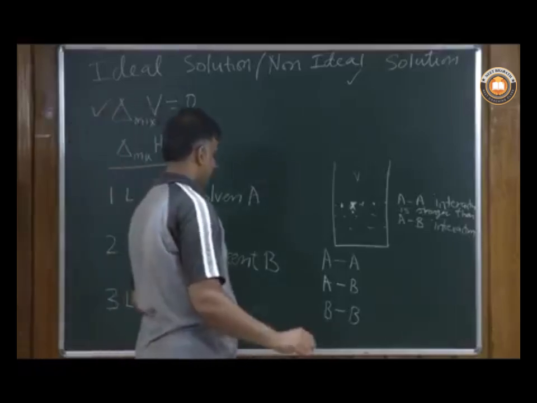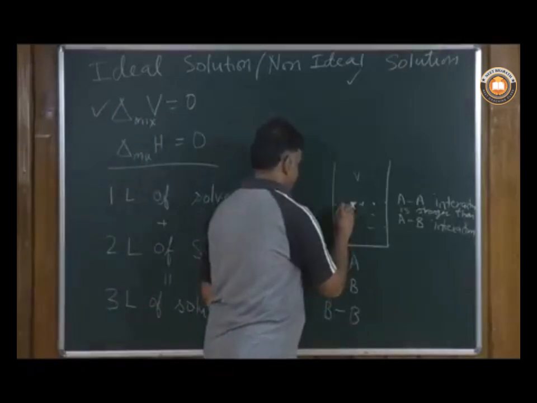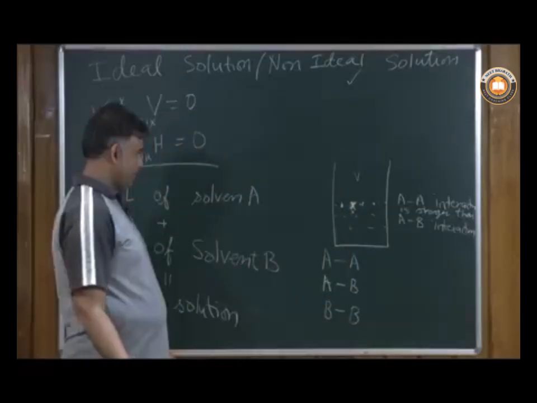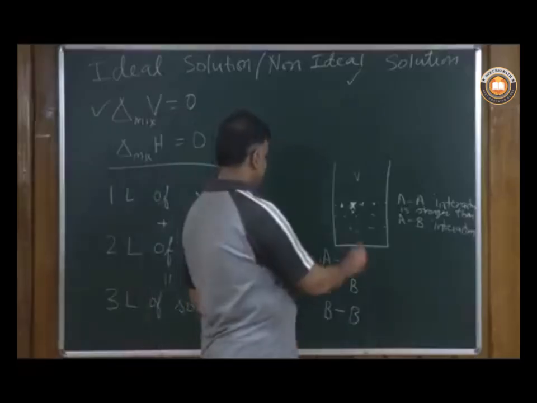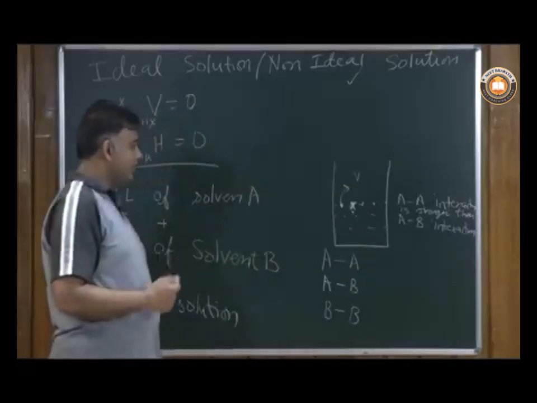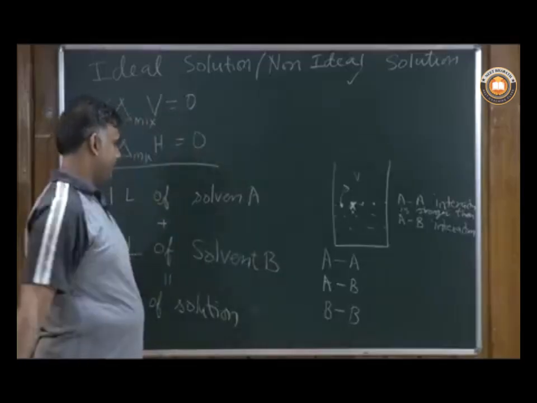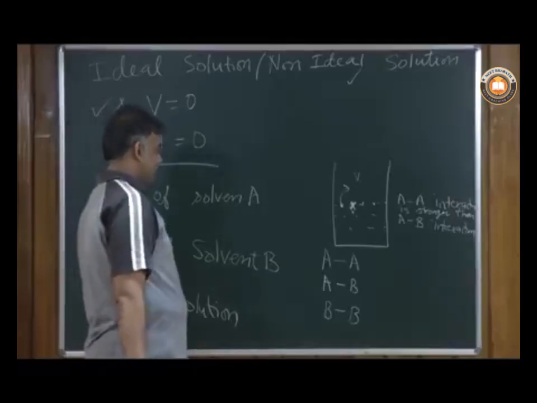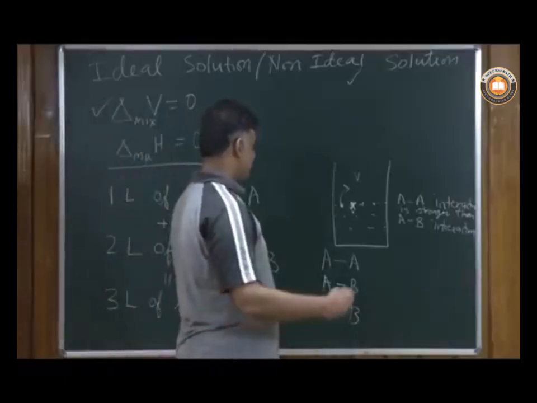Now, this molecule A is less stable. So, it has a higher tendency to go into the vapor phase. It requires a lesser amount of energy, a lesser push, to go into the vapor phase. So, what would happen? The vapor pressure will increase.